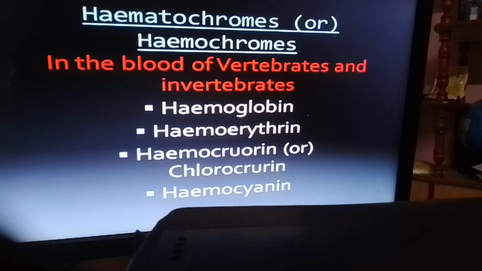Now you see I have given the list of respiratory pigments available among both vertebrates as well as invertebrates: hemoglobin, hemoerythrin, hemochlorine or chlorocruorin, hemocyanin. So these are the familiar respiratory pigments found among animals in general, both among the invertebrates and vertebrates.